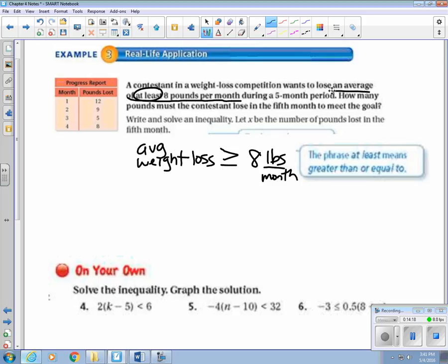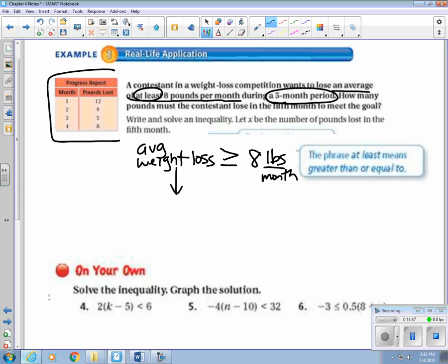Well, we have to figure out, how do we find the average weight loss? Average is the same thing as mean, the mean weight loss. And we know that to find the mean, we add up all the number values and divide by the number of numbers. How many numbers are we going to add? Well, it says there's a 5-month period, so we should have numbers for 5 months.